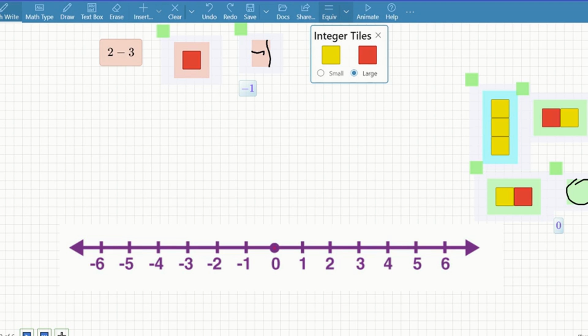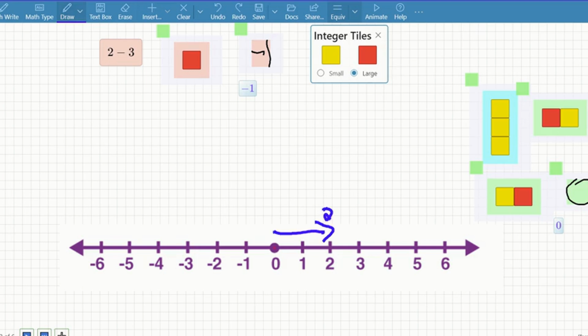Let's model this on a number line. I start out with positive 2, and now I'm going to take away 3. And where I end up is at negative 1.